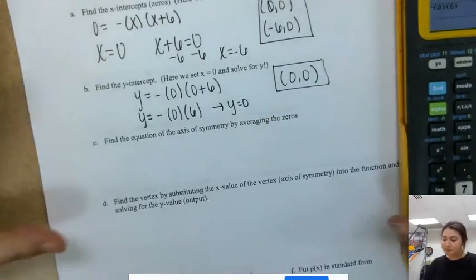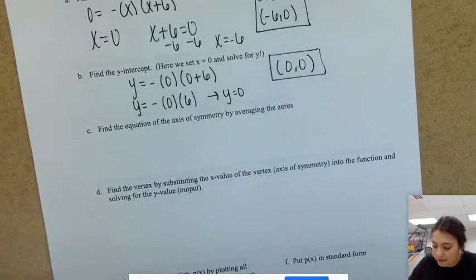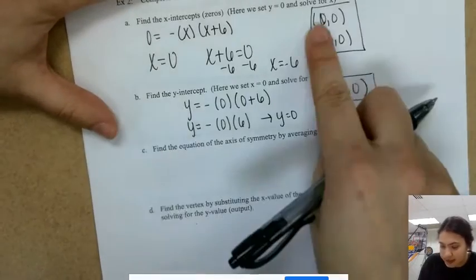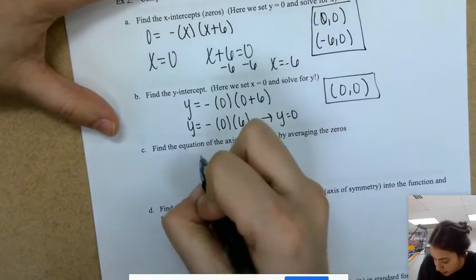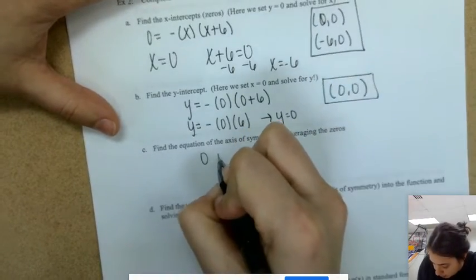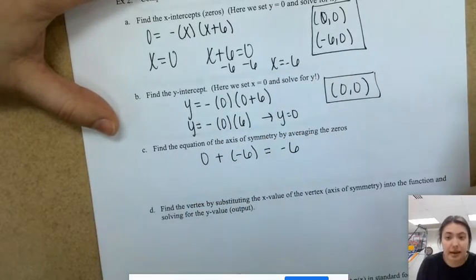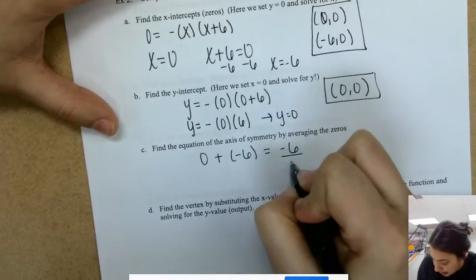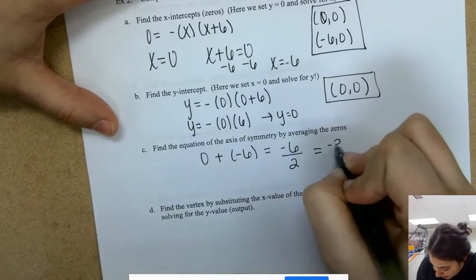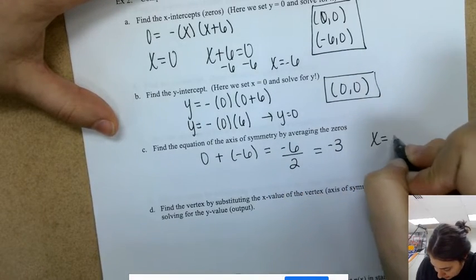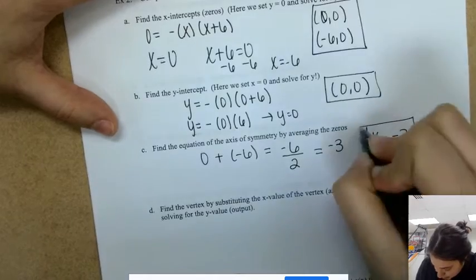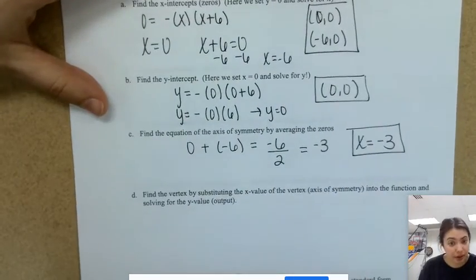That's great. Okay, so now we want to find the equation of the axis of symmetry by averaging the two zeros. So like we did in that first example problem, we're going to take the two zeros and add them together. 0 plus -6 is just equivalent to -6. By averaging them, we'll divide by 2, and we get -3. So therefore, our axis of symmetry is the equation of a line where x is equal to -3.